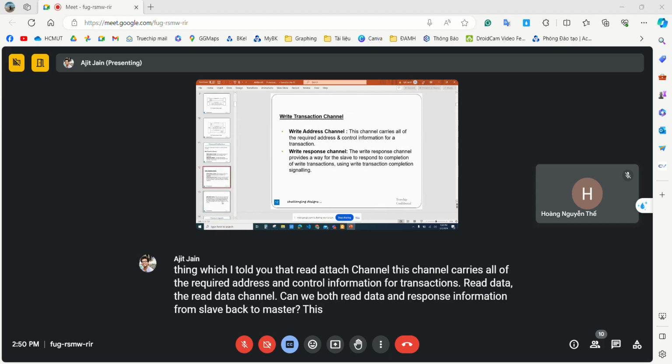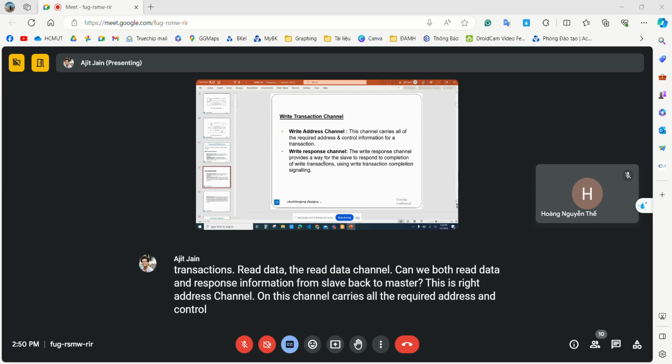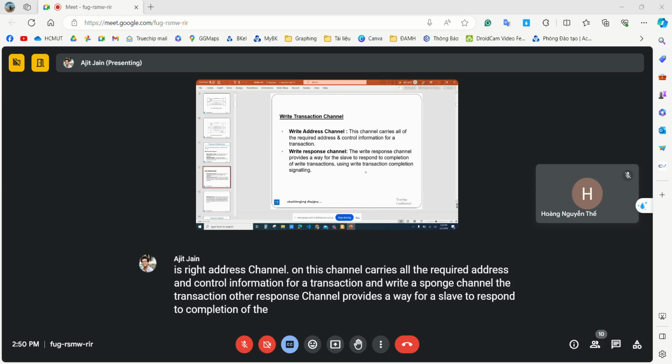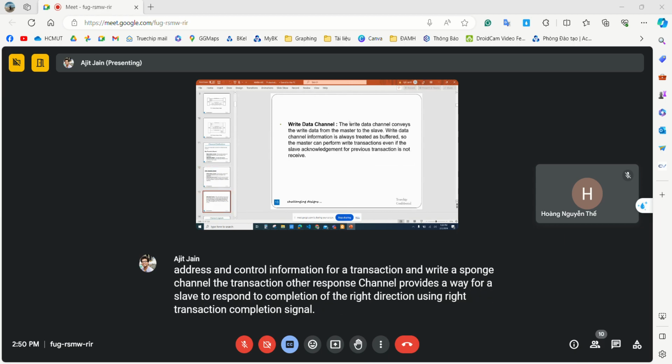This is the write address channel. This channel carries all the required address and control information for a transaction. And the write response channel provides a way for a slave to respond to completion of the write transaction using the write transaction completion signal. Write data channel, again this is from master to slave.